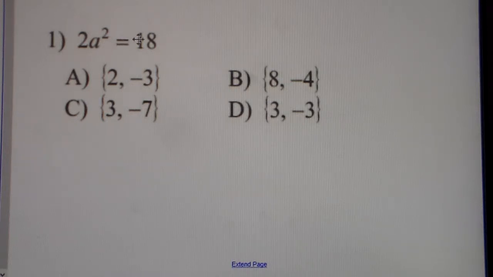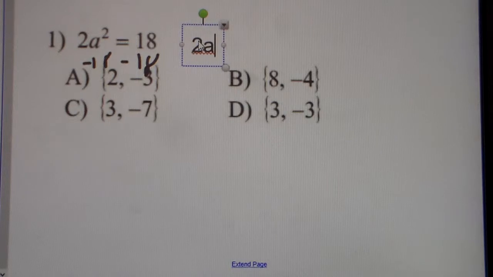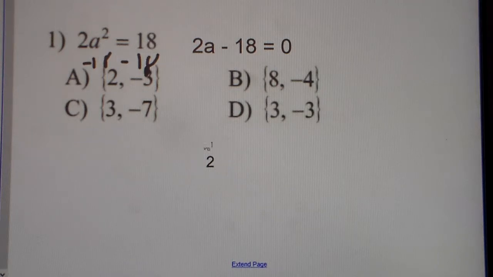Which means we're going to move these terms all onto the left side and set it equal to 0. Now 2a squared is already on the left side, but we're first going to move this positive 18 from the right side of the equal sign to the left side. To do this, we subtract 18 from both sides. So what we get is 2a squared minus 18 equals 0.